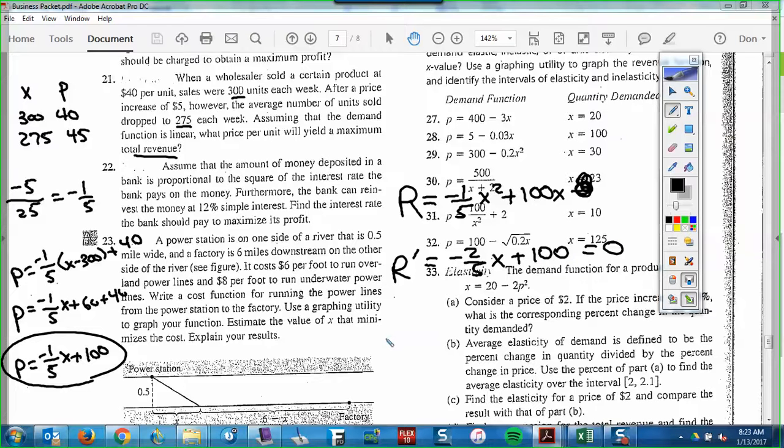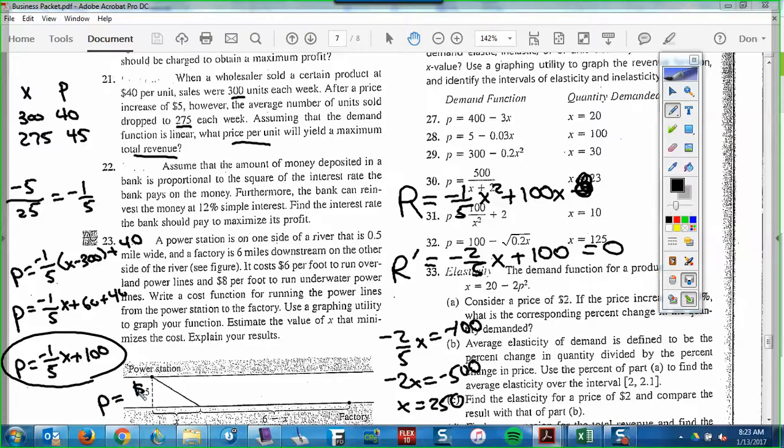-2/5 X equals -100. So -2X equals -500. So X equals 250. But that's not what they wanted. They wanted the price per unit. So you put that back into this. So that would be -1/5 times 250 is -50 plus 100, that'd be 50.